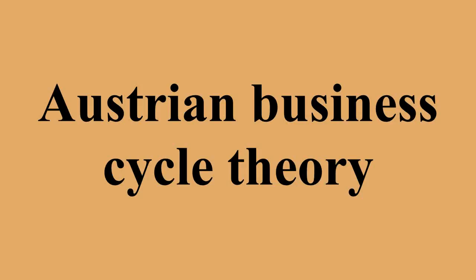The Austrian business cycle theory is an economic theory developed by the Austrian School of Economics about how business cycles occur. The theory views business cycles as the consequence of excessive growth in bank credit, due to artificially low interest rates set by a central bank or fractional reserve banks. The Austrian business cycle theory originated in the work of Austrian School economists Ludwig von Mises and Friedrich Hayek, who won the Nobel Prize in economics in 1974 in part for his work on this theory.